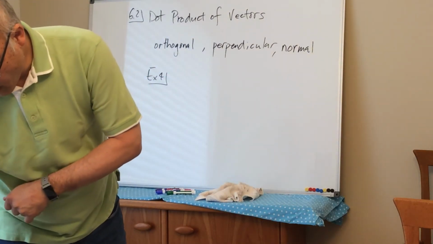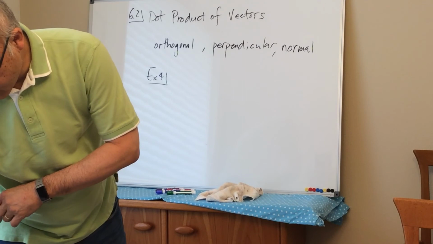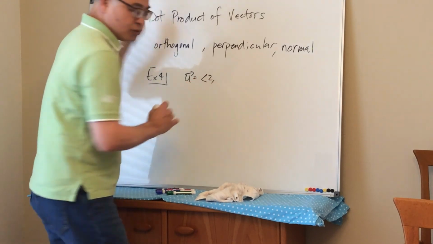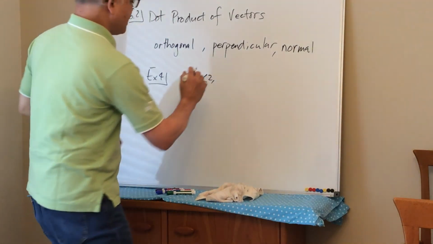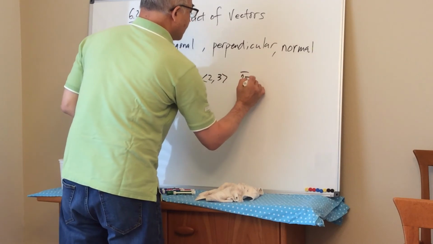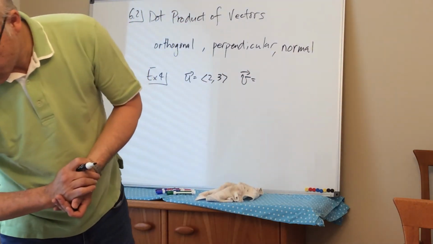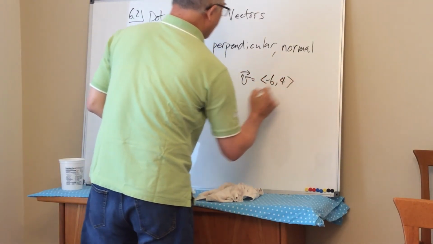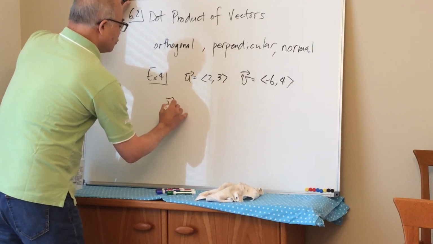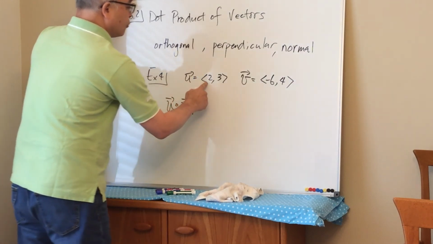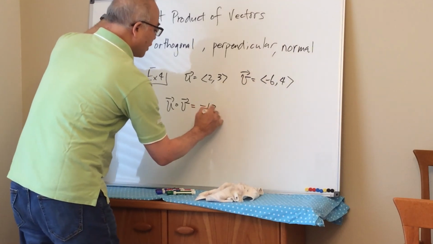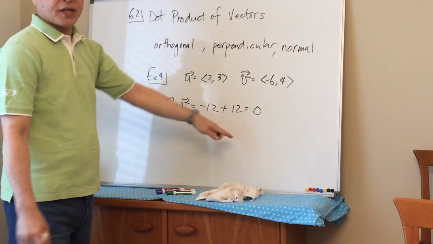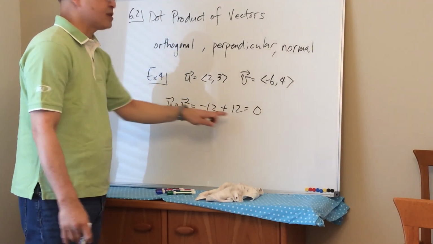Example number 4. Prove that the vectors u and v are orthogonal, where u is (2, 3) and v is equal to (-6, 4). So if I do u dot v, I'm going to get 2 times negative 6, which is negative 12, plus 3 times 4, which is 12. Lo and behold, it is 0, which means that it is orthogonal.